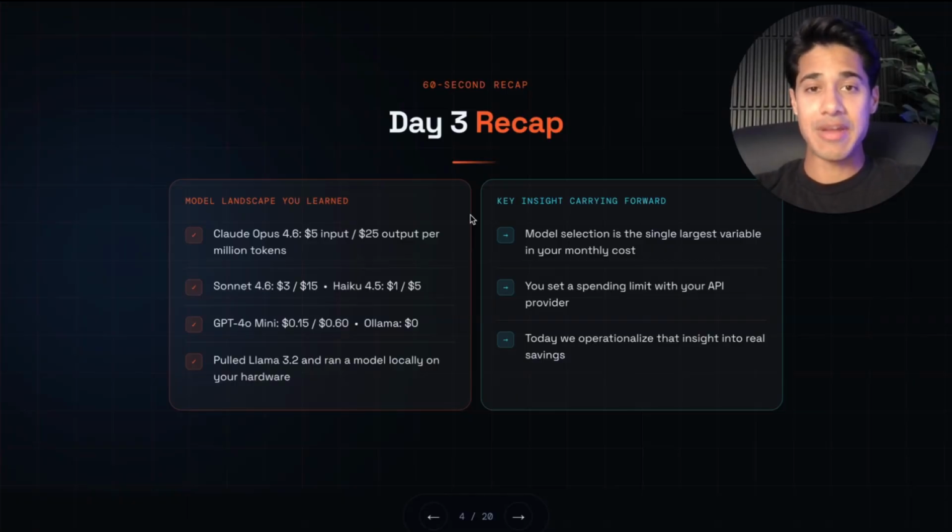You also set a spending limit with your API provider, which is going to be important context for what we're going to do today. The key insight from day 3 that carries forward is that model selection is the single largest variable in your monthly cost. Today, we're going to operationalize that insight.